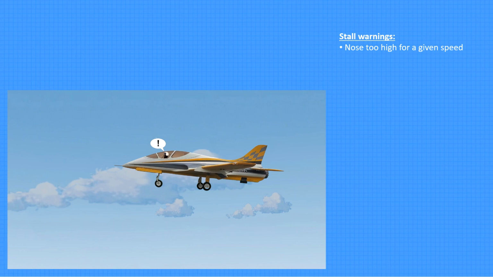When low and slow, it is very difficult to recover from a stall, so knowing when your plane is about to stall is absolutely critical. Here are some visual cues and warning signs to look for.